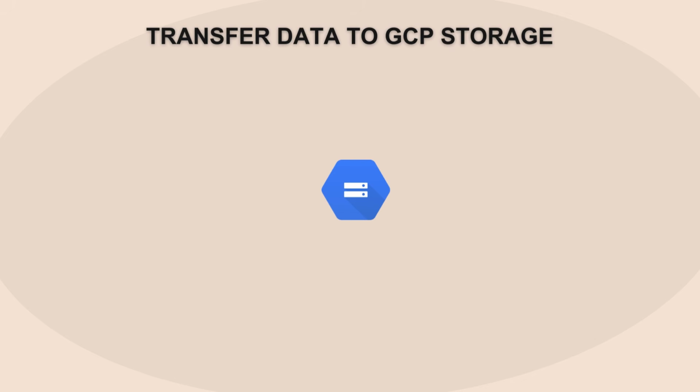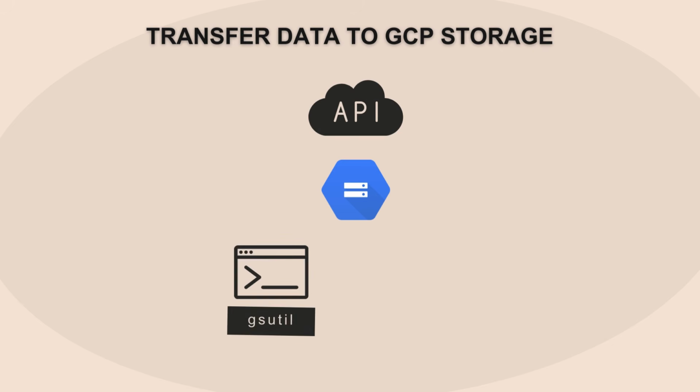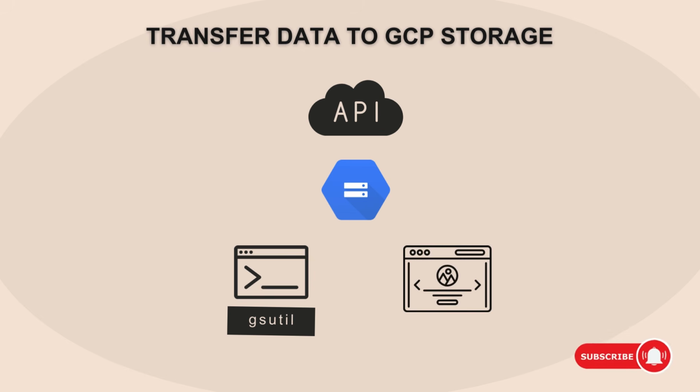Transferring data to the cloud is a straightforward affair with a variety of tools at your disposal. APIs allow for programmatic interactions, making them ideal for developers. The GSUtil tool is a versatile option for those comfortable with command line interfaces, perfect for bulk operations and automation. For a more web UI approach, the Google Cloud Console is your gateway to managing data with simple clicks.